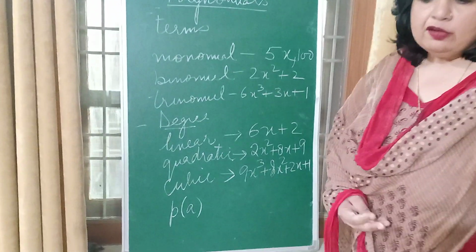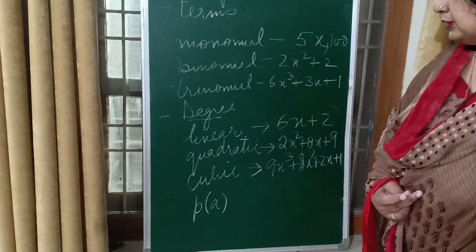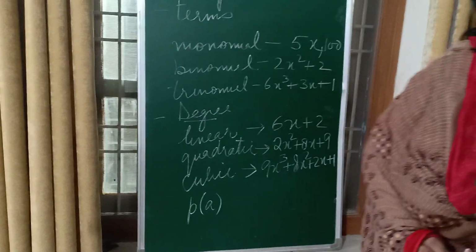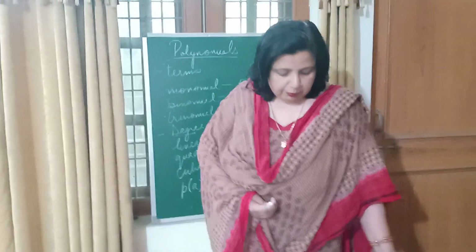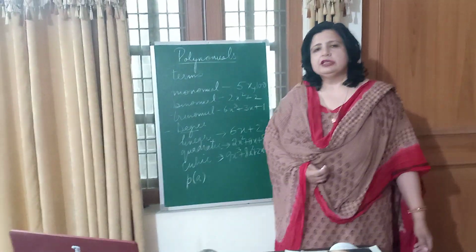So we'll take a few examples and we'll also discuss the geometrical meaning of the zeros of the polynomial in the next part.